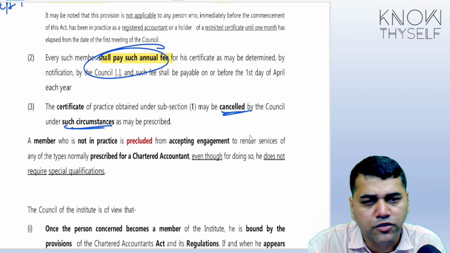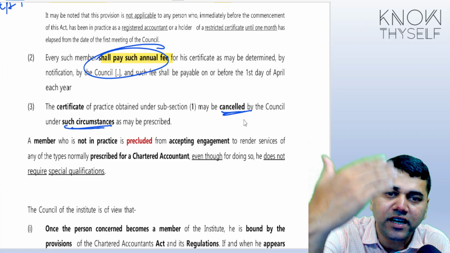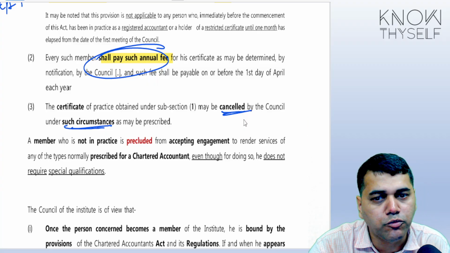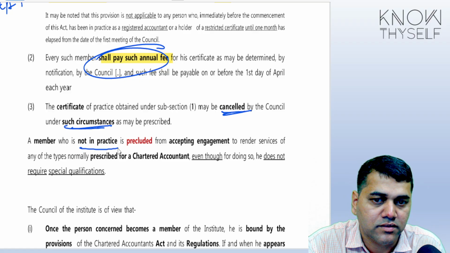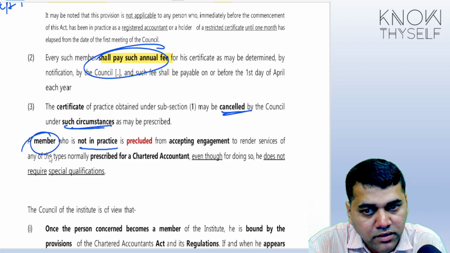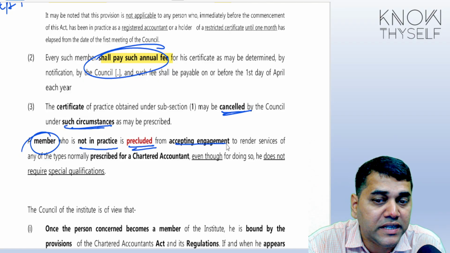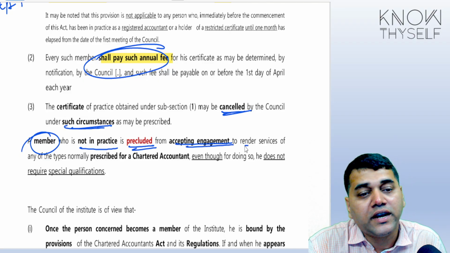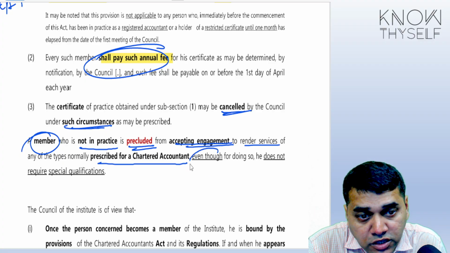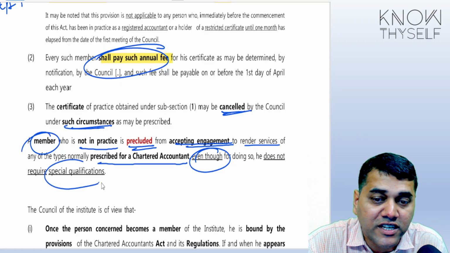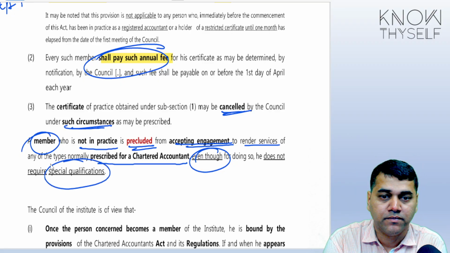One of the conditions is your membership is gone, so certificate of practice is gone. Or you can surrender the certificate, like I have done, and they will remove you. A member who is not in practice, that means you are a member, but you have not applied for COP, is precluded from accepting the engagement or rendering any services prescribed for a chartered accountant, even though it doesn't require special qualifications. See, this is the catch, you need to understand it.